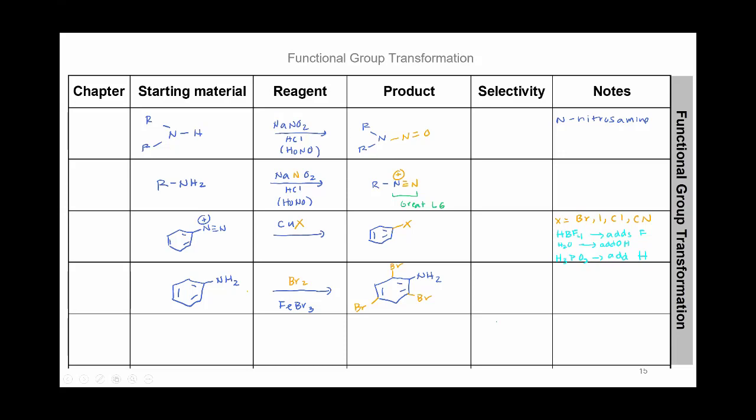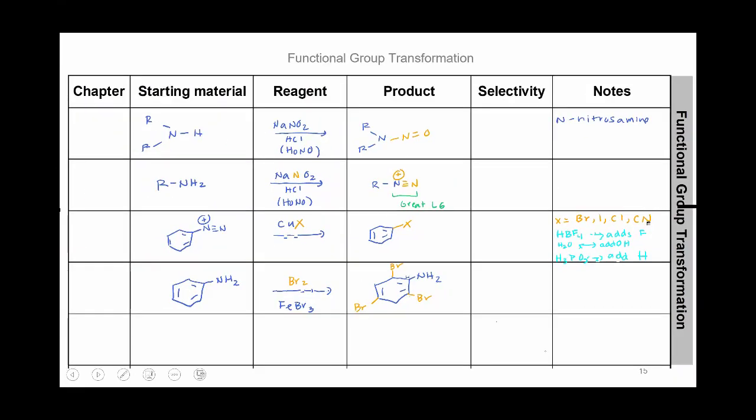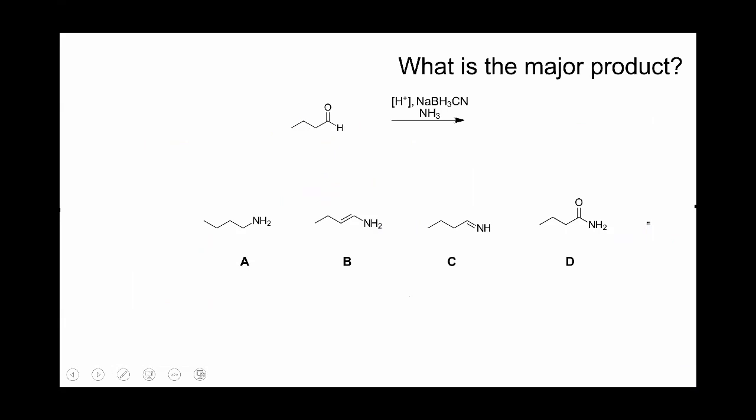Questions on any of these reactions? Okay, what is the product of this reaction?